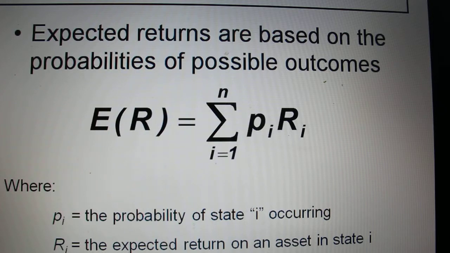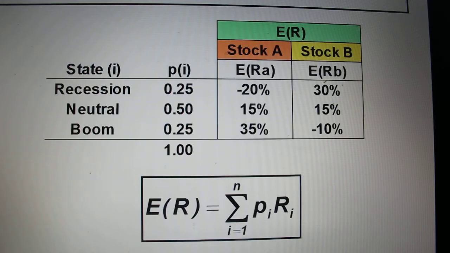So let's give an example. Let's say you have three different states of the world: recession, neutral, or boom. And there's a probability of each. There's a 25% probability that we're going to experience an economic boom, 25% probability of recession, and then maybe we'll just be standard and stay flat. That's 50% probability.